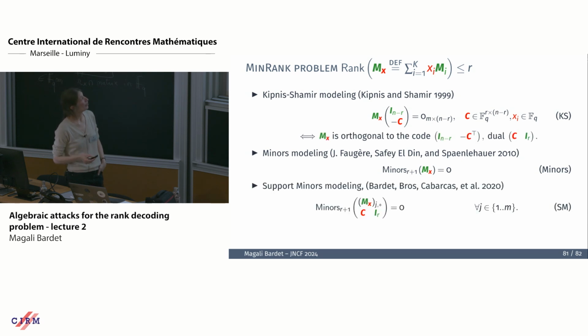And we have another modeling that is the support minors modeling. The idea is that here you have a description of the dual code of this matrix, if you think in terms of code. So this matrix is orthogonal to this code. The dual code is this one, so you can just say any row of this matrix belongs to this code.